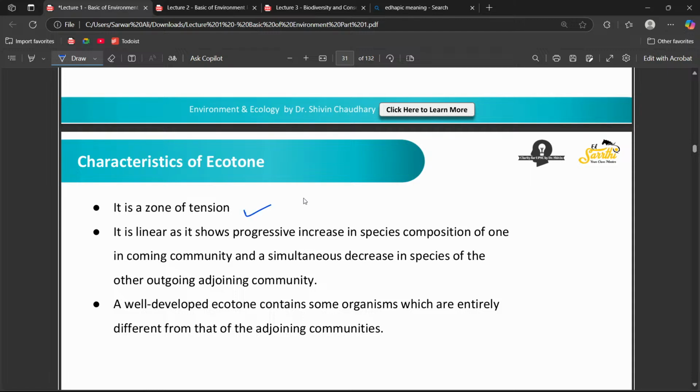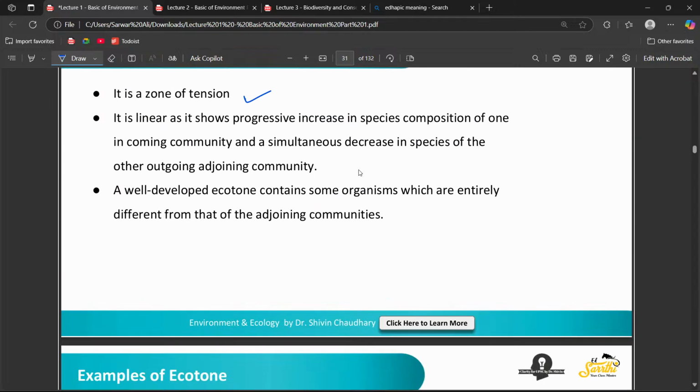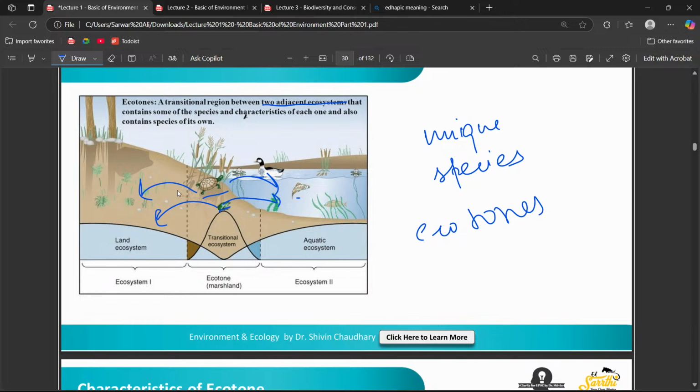It is also a zone of tension. How is it a zone of tension? Because it is an overlap of two types of ecosystems, so there must be a zone of tension. It is linear, as it shows progressive increase in species composition, right? What does it mean, linear? You will find terrestrial species here, right? As you go here, terrestrial species will lessen, and then aquatic species will grow from here. If you come from here to here, aquatic species keep lessening, so it is linear.